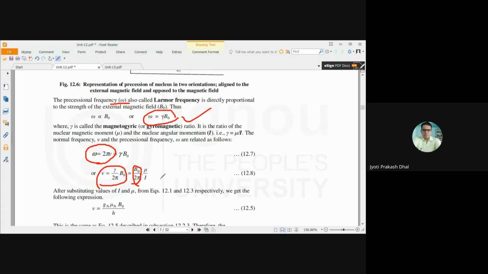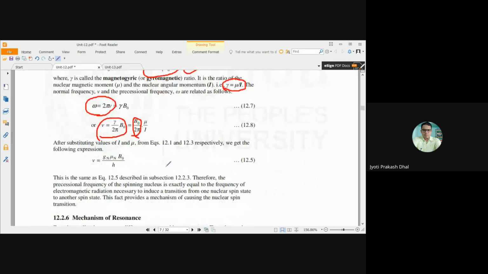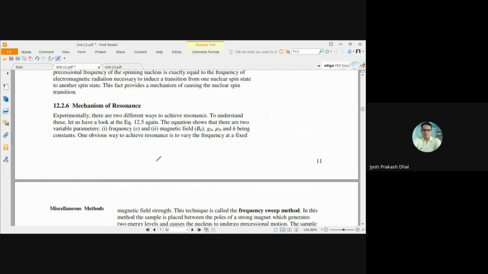B naught by 2 pi into mu by I, because we can put the value of gamma equals mu by I. After substituting the value of I and mu from equations 1 and 2, we can write nu equals Gn mu n B naught by H. Now coming to magnetic resonance.